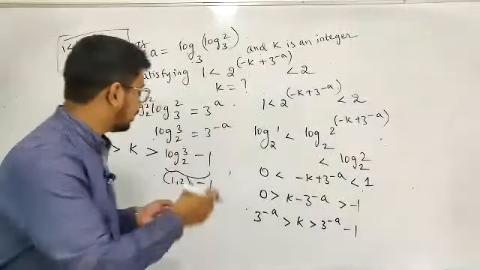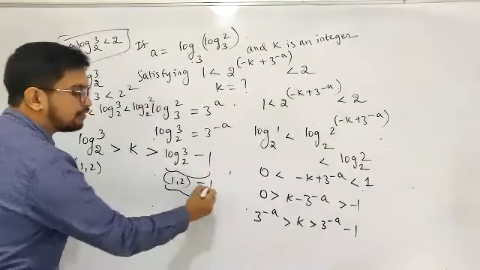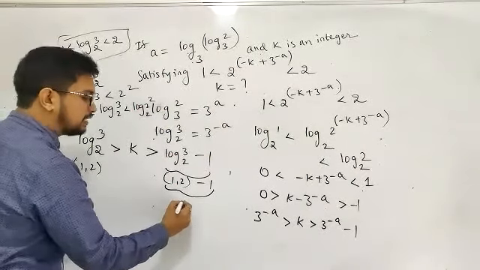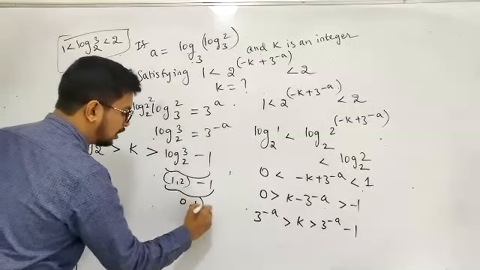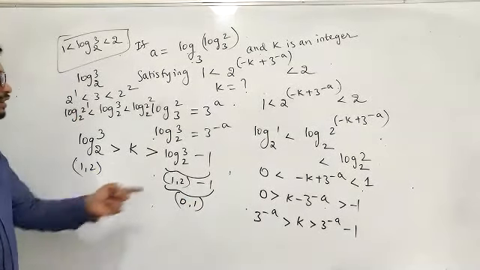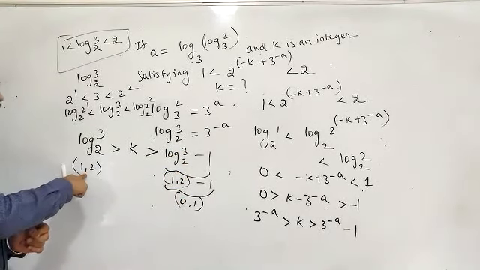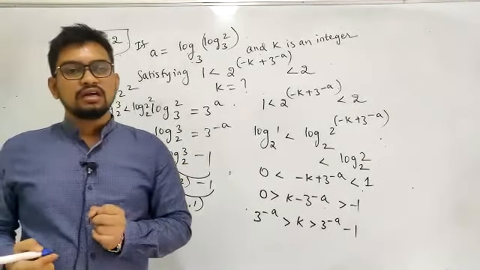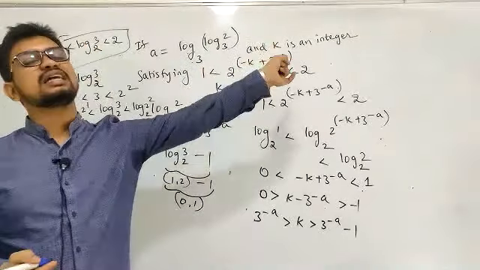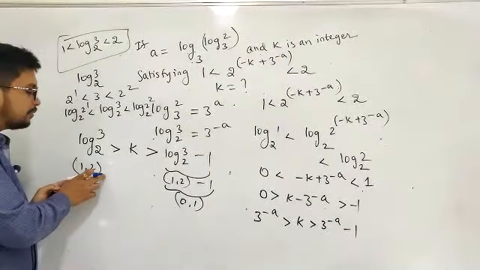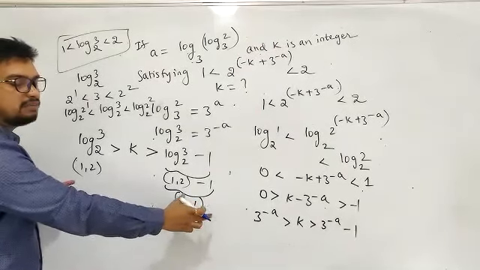If I am removing 1, this entire value, whatever I'll be writing, will be lying between 0 and 1. Since I removed 1, this entire value will be lying between 0 and 1, and this value will be lying between 1 and 2. And they said in that question k is an integer. One value is between 1 and 2, and this limit is lying between 0 and 1.